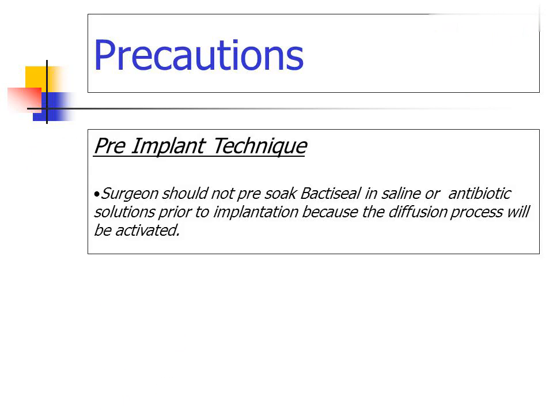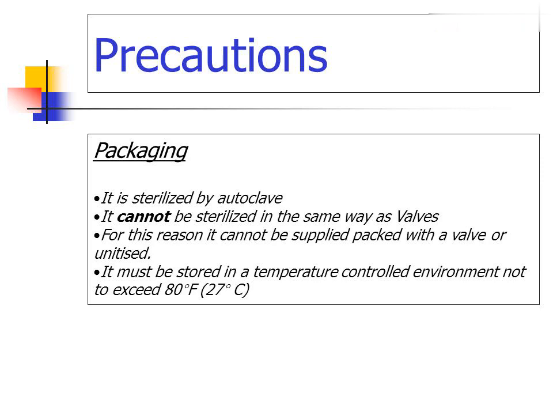Precautions, pre-implant technique. Surgeons should not pre-soak Bactiseal in saline or antibiotic solutions prior to implantation because the diffusion process will be activated. Precautions, packaging: it is sterilized by autoclave. It cannot be sterilized in the same way as valves. For this reason it cannot be supplied packed with the valve or unitized. It must be stored in a temperature-controlled environment not to exceed 80 degrees Fahrenheit, 27 degrees Celsius.